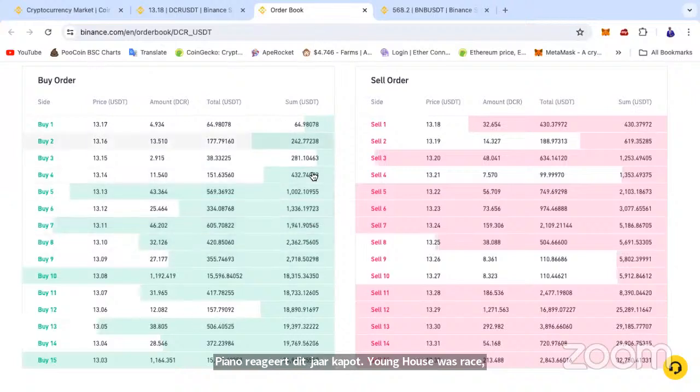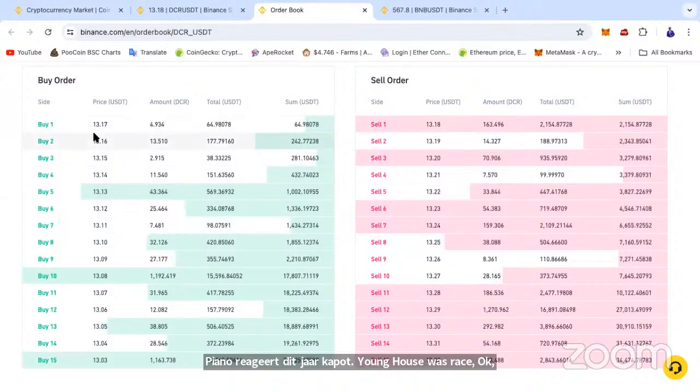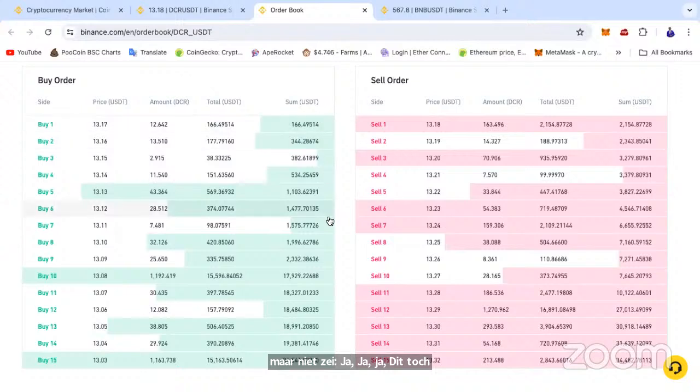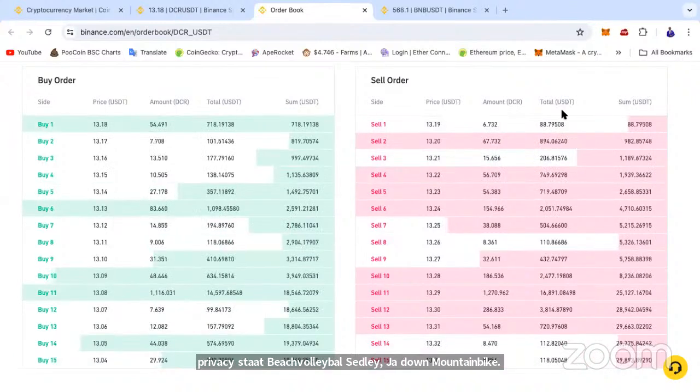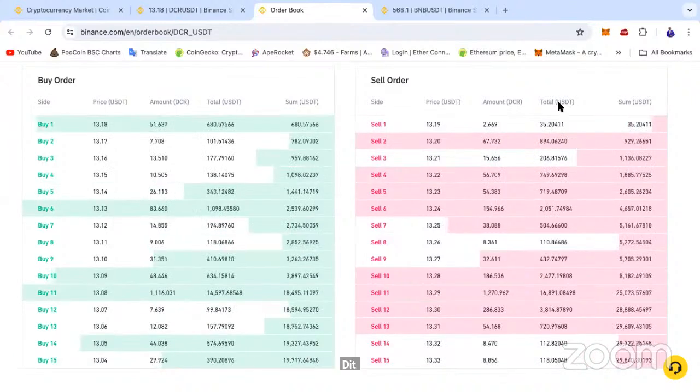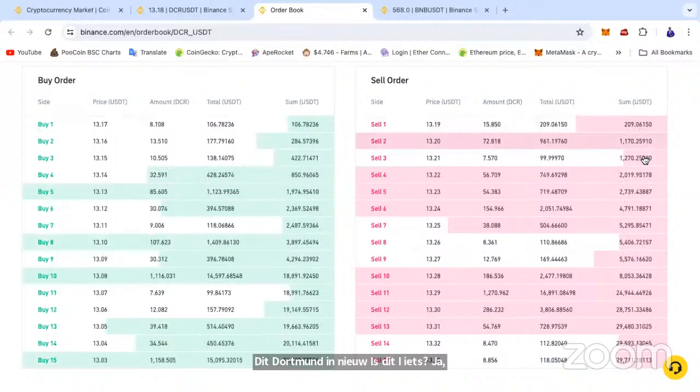I've hit the jackpot. On this side, we have buyers. We have the price, we have the amount, we have the total, we have the sum total. On this side, we have sellers. We have the price at which they are selling, we have the amount, we have the total in USDT, and here we also have the sum total. Now, look clearly here, friends.